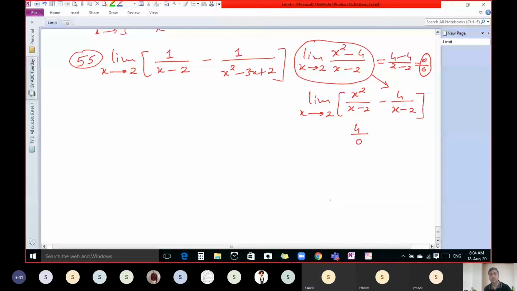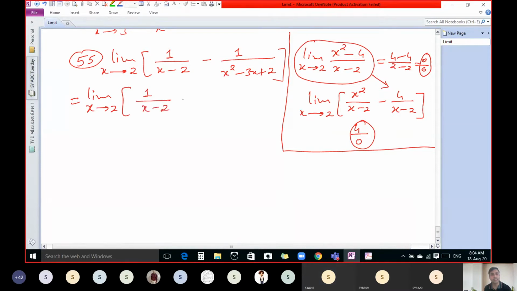Okay, so now if this is the question, and if you put x equal to 2 here, we get 2 minus 2, that means 0, and 1 upon 0, that becomes infinite. It looks like this, 1 upon 0 or 4 upon 0. So the first step is simplify. First step is simplify. How to simplify?